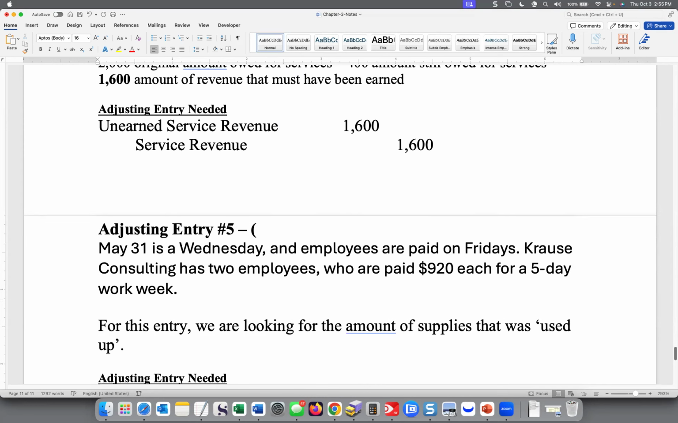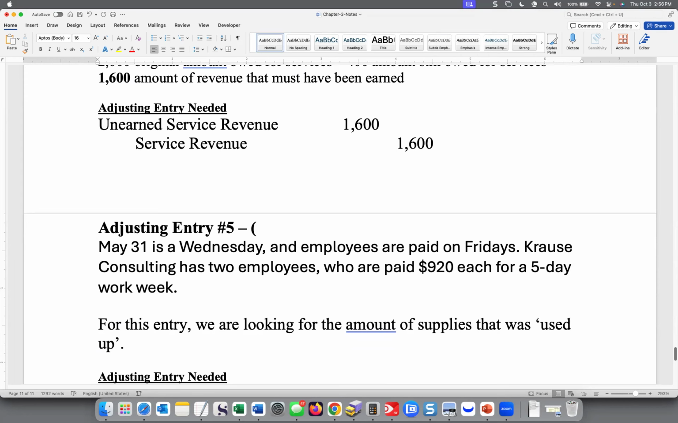All right, here's a good one. May 31st is a Wednesday. This might seem familiar; we saw this before in the drill. May 31st is a Wednesday, and employees are paid on Fridays. Kraus Consulting has 2 employees who are paid $9.20 each for a 5-day work week. Kind of like that, but a little different. So we'll dig into it.